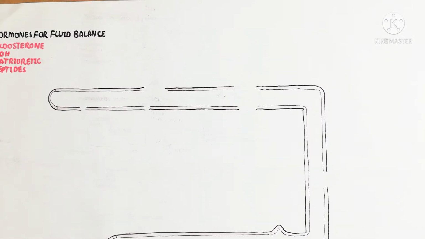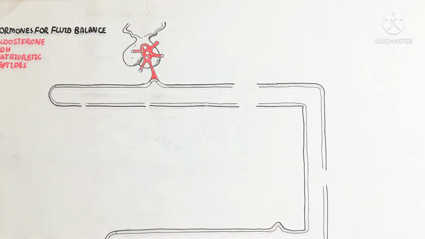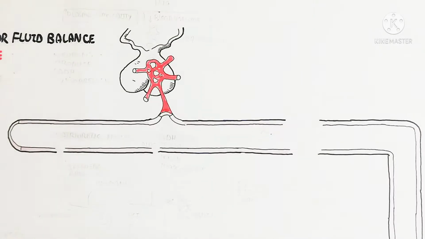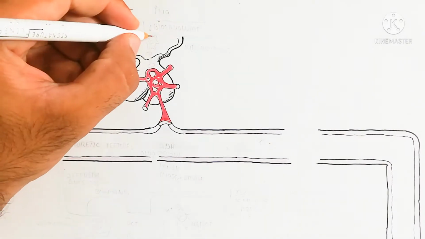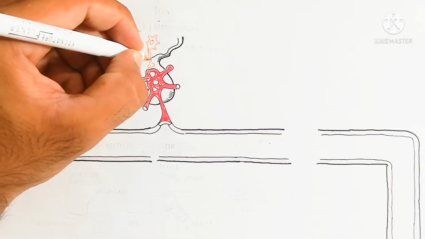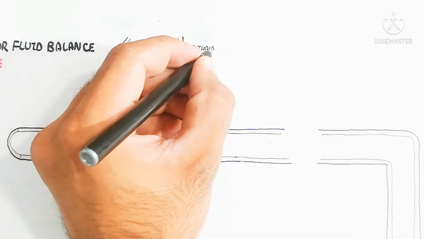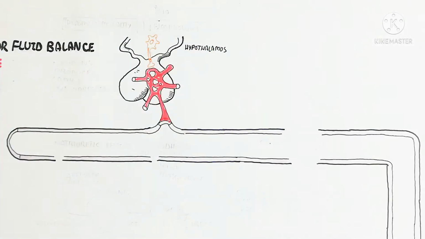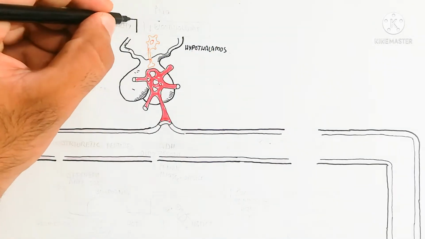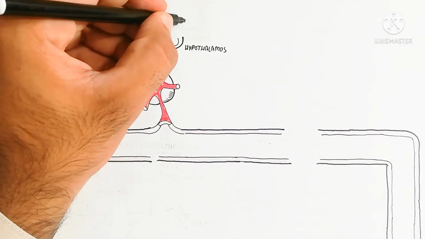When plasma osmolality increases, blood volume decreases, and sodium increases, this leads to an increase in the antidiuretic hormone. Release from the hypothalamus is the antidiuretic hormone releasing factor, released by neurons, which stimulates the posterior pituitary cells to secrete the antidiuretic hormone into the blood.